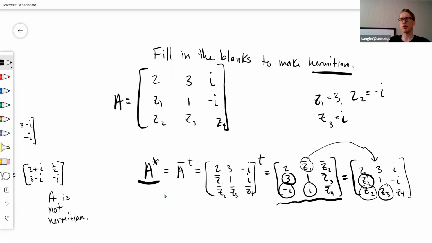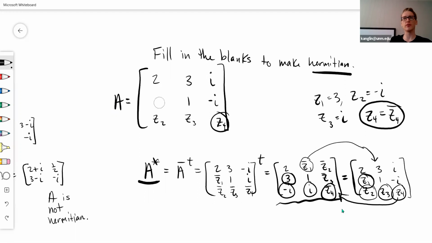Z3 and Z4. Ooh, what's happening here? Right, I didn't give you that one main diagonal element. And we're saying Z4 has to equal its own conjugate transpose, or its own conjugate. So what is our requirement here? We've figured out Z1, Z2, and Z3. Let's go ahead and fill them in. Z1 was 3. Z2 is negative i. Z3 is i. You might be able to see those patterns there.